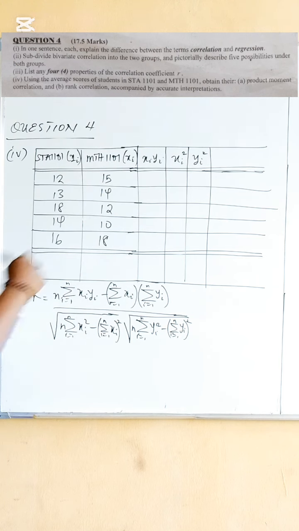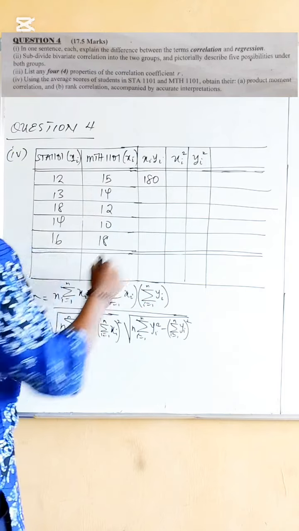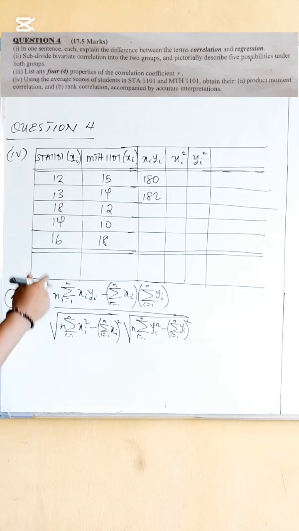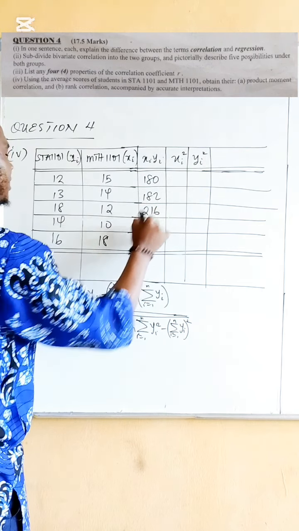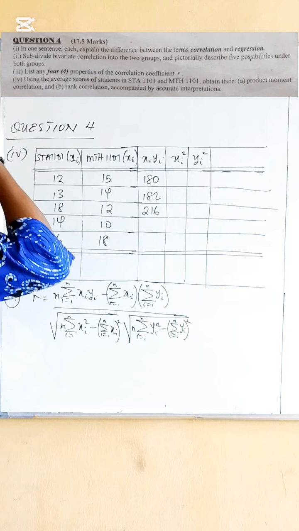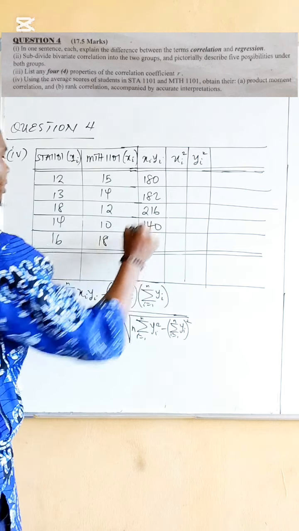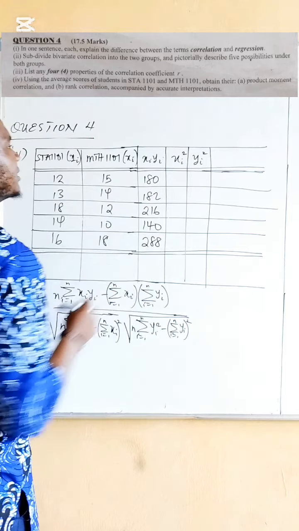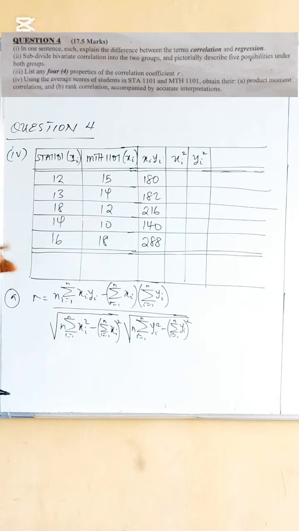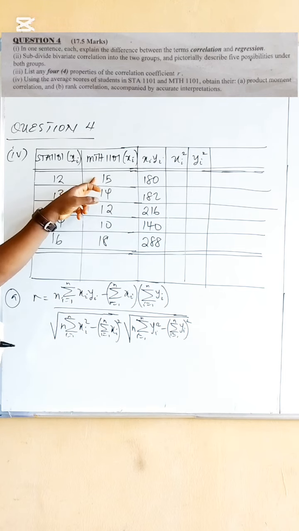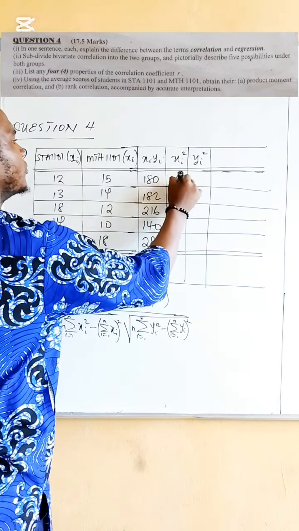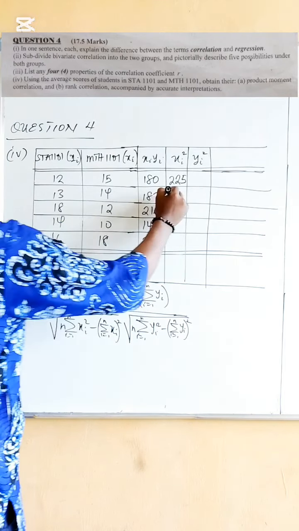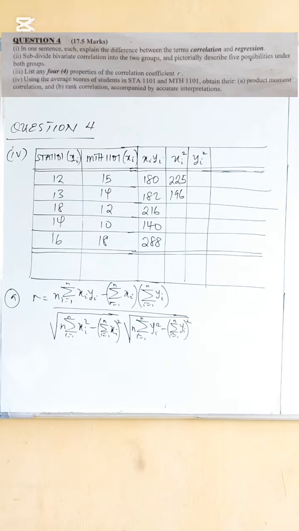12 times 15 gives us what? 180. 13 times 14 gives us what? 182. 18 times 12 gives us what? 216. 14 times 10 gives us what? 140. 16 times 18 gives us what? 288. Then let's go over to xi squared. 15 squared will give us what? 225. 14 squared will give us what? 196. 12 squared will give us what?